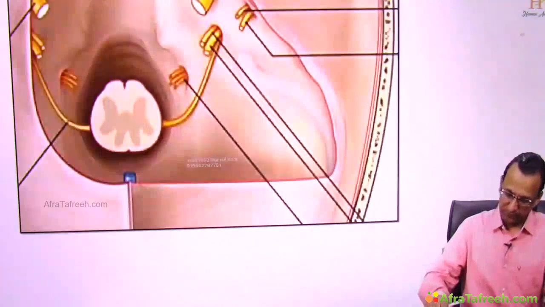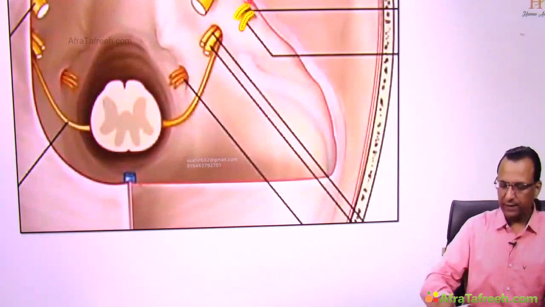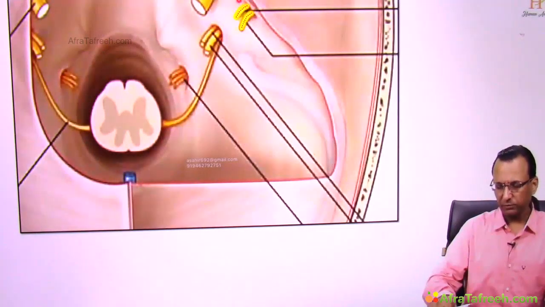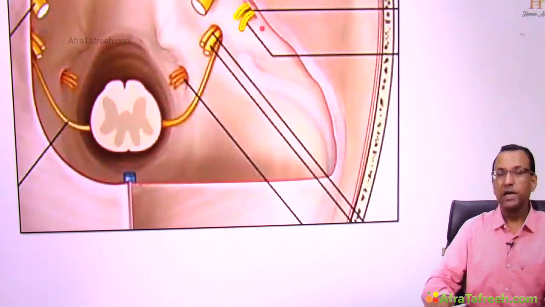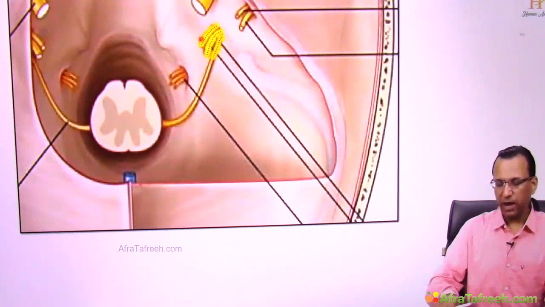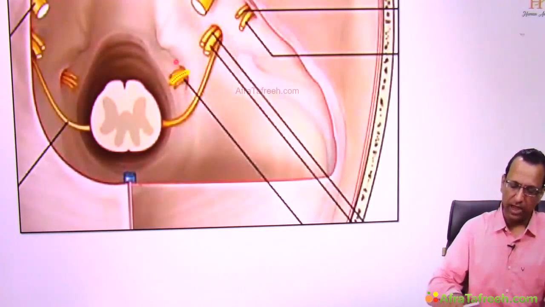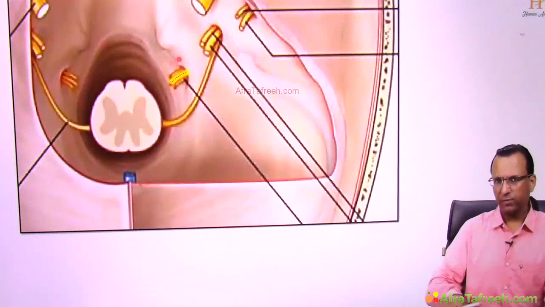We have discussed it. Now numbers 7 and 8 pass through the internal auditory meatus. And numbers 9, 10, 11 pass through the jugular foramen. Where is the 12th nerve? The 12th nerve is not here. The 12th nerve is the hypoglossal nerve, in the hypoglossal canal.